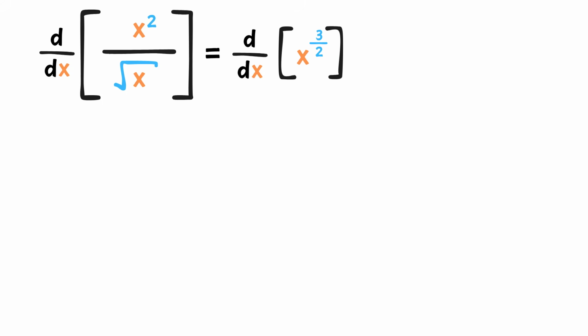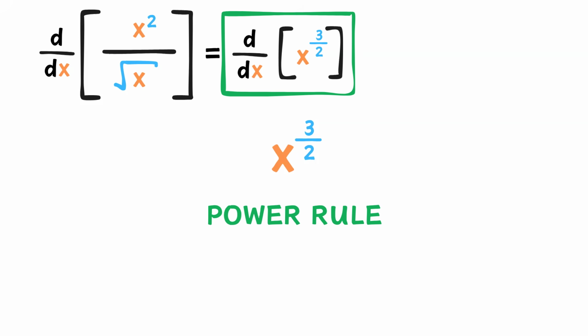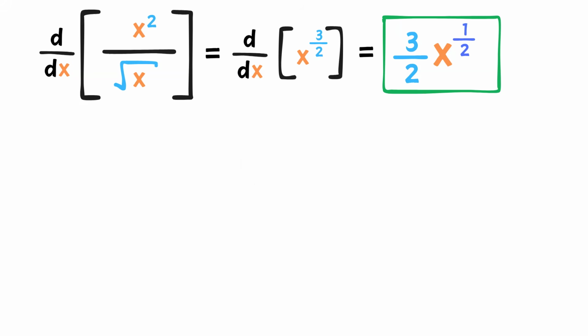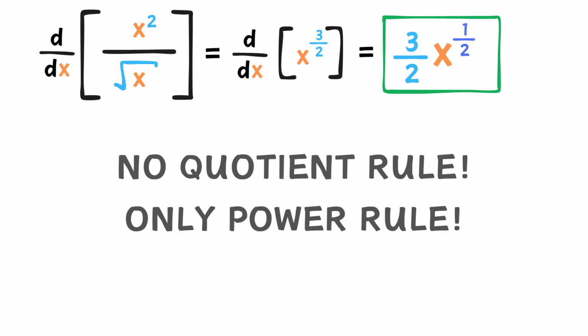So we're taking the derivative of x to the power of 3 over 2, and you can see where this is going. Now, we just need to use the power rule. Move down the exponent, decrease it by 1, and we get 3 over 2 times x to the power of 1/2, and that's our derivative. No quotient rule required, just a little bit of thinking and the power rule. So when taking derivatives, keep your eyes peeled to save yourself some time and some brain power.